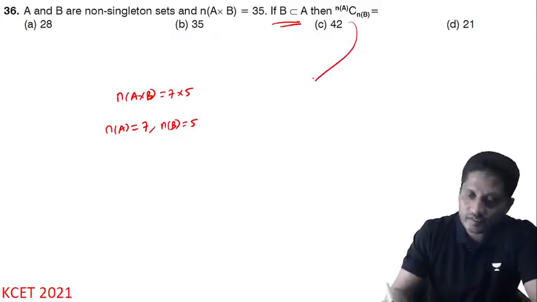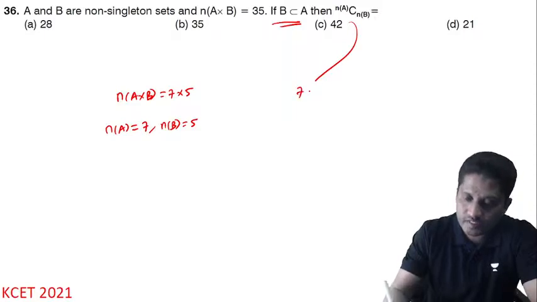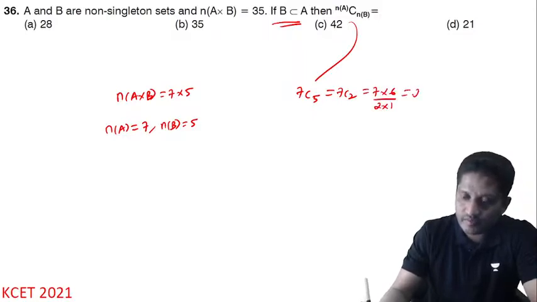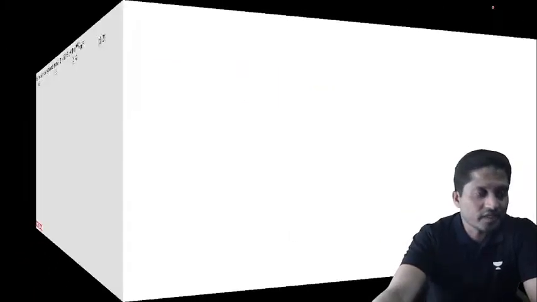Now the number of subsets of A with N of B elements, that is combinations 7C5. 7C5 is same as 7C2. 7C2 is 7 into 6 upon 2 into 1, which is equal to 21. Right, answer is option D. Let's move to the next question.